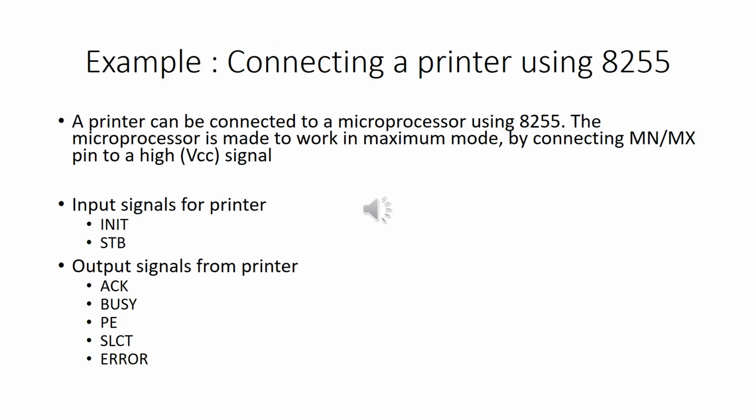Now let us see an example of connecting a printer to the microprocessor using 8255. The printer can be connected to the microprocessor or the microcontroller using 8255. The microprocessor is made to work in maximum mode by connecting the MN/MX pin to a high signal. Input signals for the printer are INIT and STB. Output signals are acknowledgement, busy, PE, SLCT and error. We shall see them in detail.